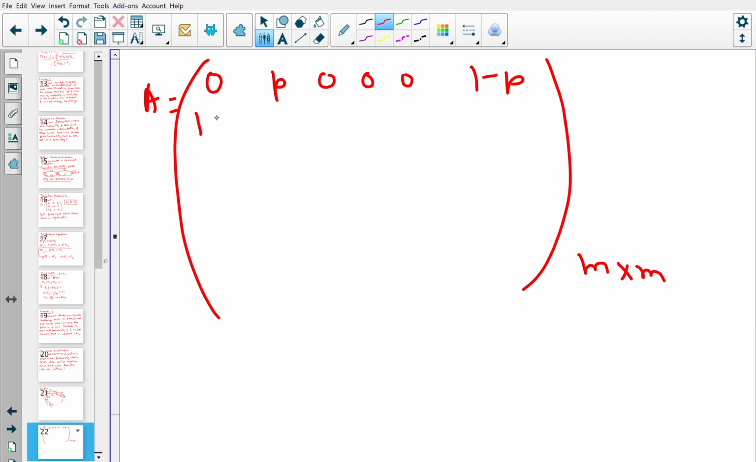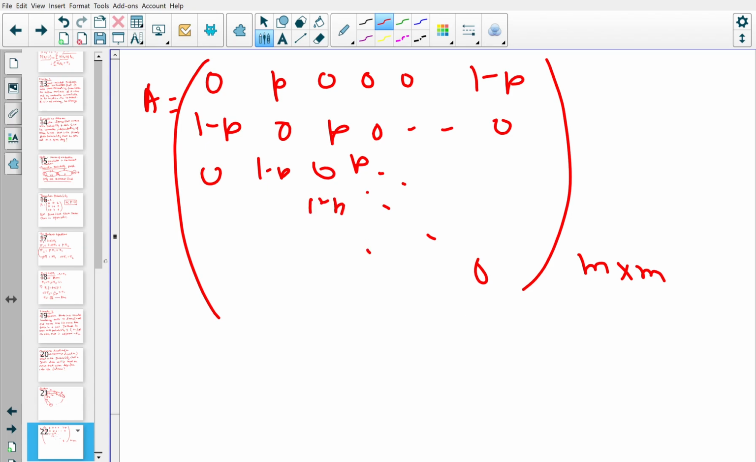Similarly, for 2, this is 1 minus p, and then 0, and then p, and the rest are all 0, right? So diagonals are all 0, and then super diagonals are p, and sub diagonals are 1 minus p. So this is the matrix. Clear? And the last row is p, and then 0, 0, 0, and this is 1 minus p. Clear?